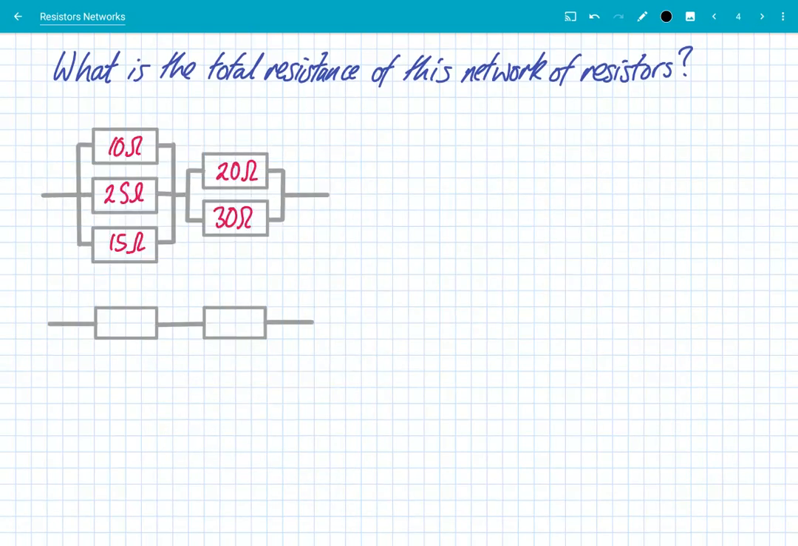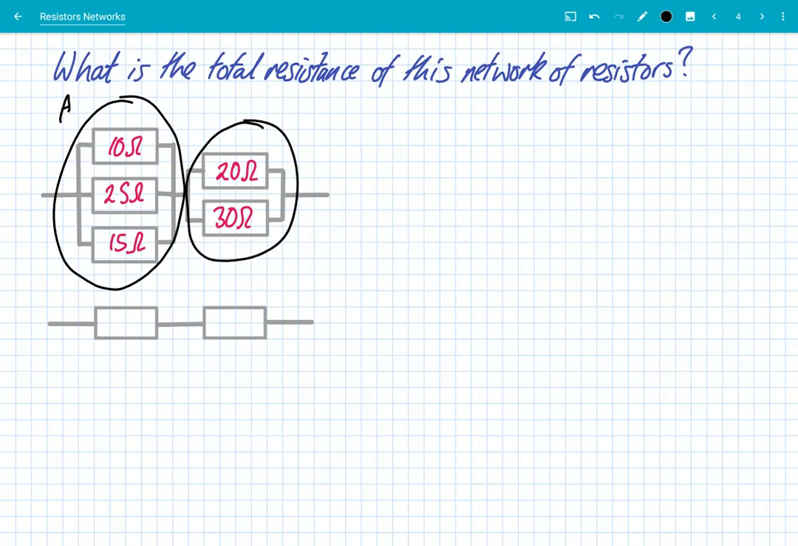This one is our final one that we're going to look at. What is the total resistance of this network of resistors? We've got two parallel circuits that are in series with each other. So we've got this component, which I'll call A, which has got 10 ohms, 25 ohms, and 15 ohms in parallel. And we've got this component of the network, which is also in series with A, with a 20 ohm resistor and a 30 ohm resistor. So we always start off with the parallel components and we simplify them down so we can get a simple series circuit. So let's start off with part A.